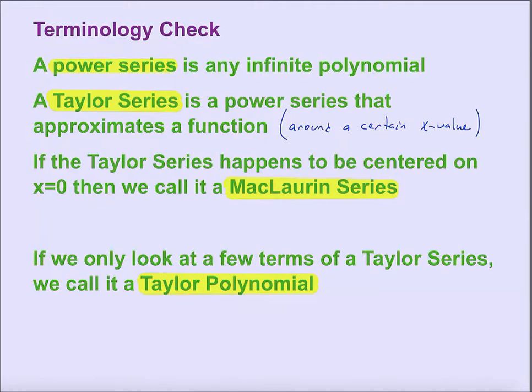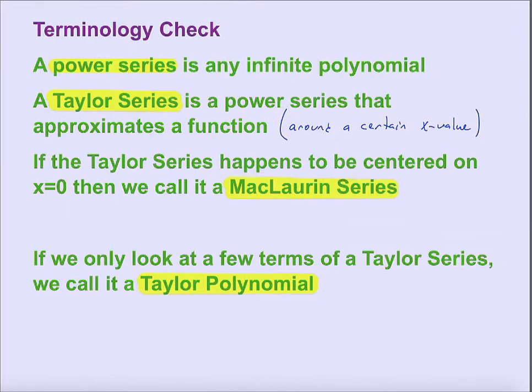Anytime you have a polynomial where you just keep adding terms and terms forever and ever, and usually write it with sigma notation, that is called a power series. Now, when we're using a power series to rewrite a more complicated function, like turning e to the x into an infinitely long polynomial, we call it a Taylor series.